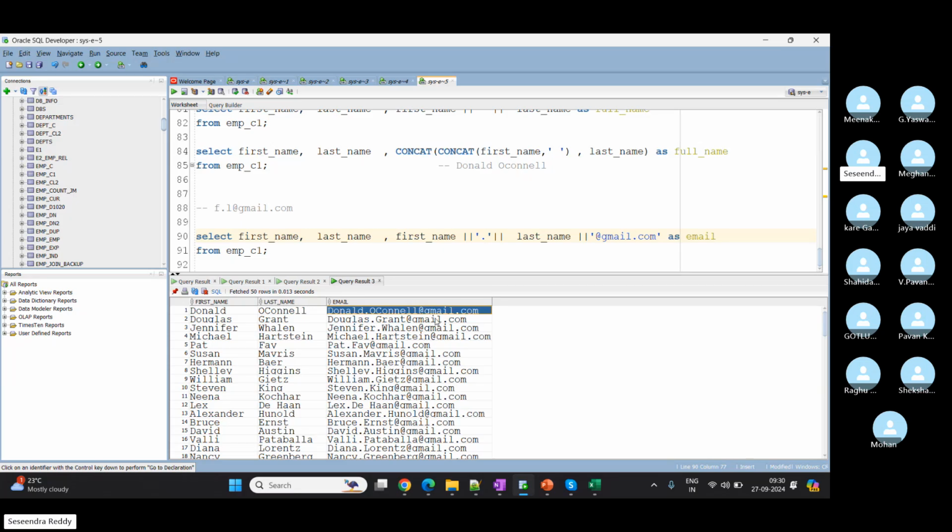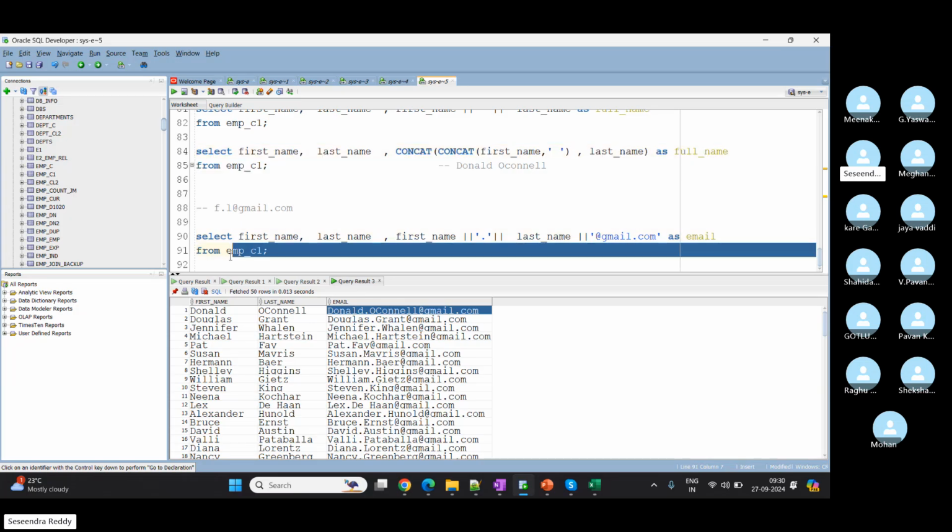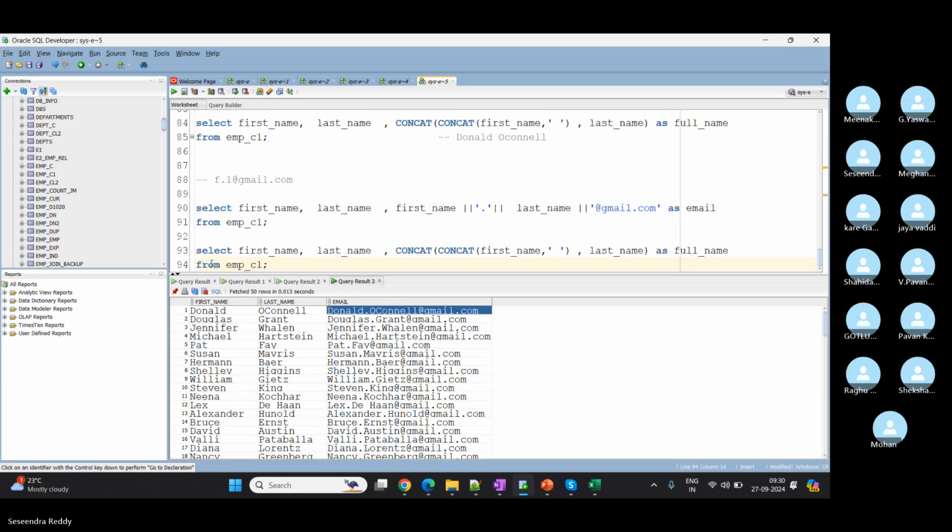So now we are able to see expected output. So first name dot last name at the date gmail.com, right? So here we are using three concatenation symbols. One is to concatenate with the dot, and one is to concatenate with at the rate gmail.com, and in between, last name, first name, we have on concat. So three times. So same requirement, if we want to achieve by using concat function, we need to use three times.